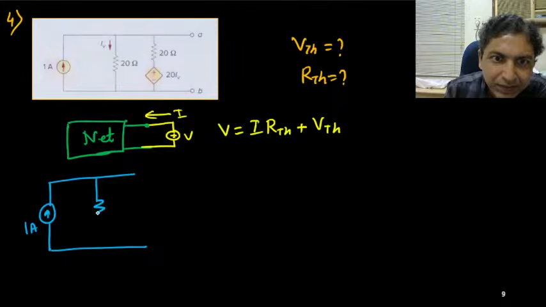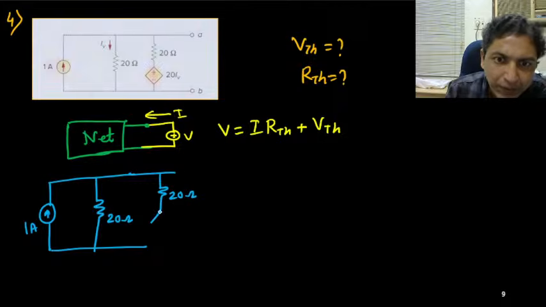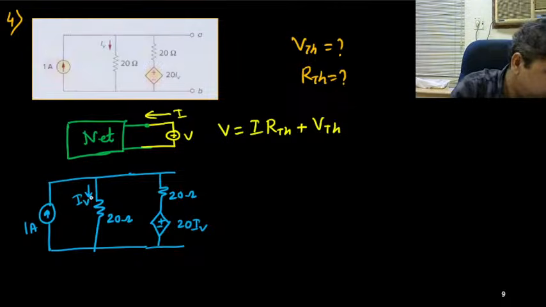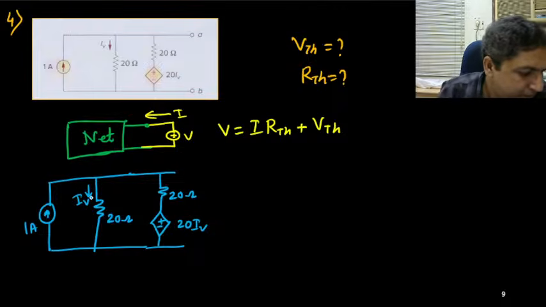This is the resistance, it is 20 ohm. This is the resistance, 20 ohm, and there is one dependent source. This is plus, this is minus. This is 20 IV, where this current is IV. Okay.